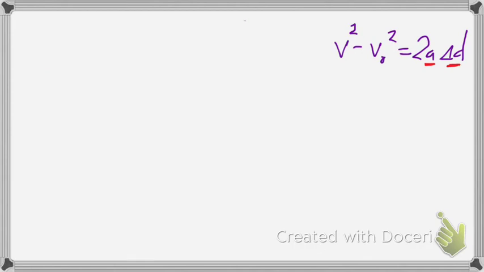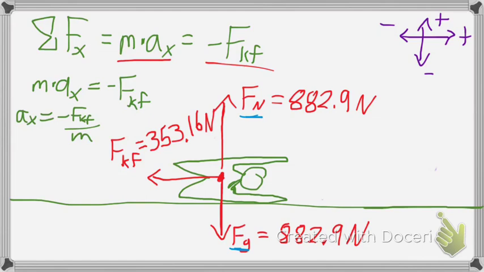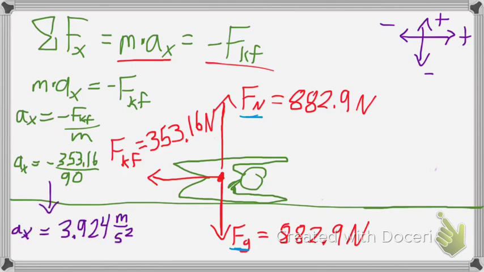Now, I don't know distance, that's what I'm solving for, and I don't know acceleration. So what can I do about that? Ooh, how about this? I know that mass times acceleration in the x direction, which in this case is the only acceleration, is equal to negative force of kinetic friction. And I know the value of force of kinetic friction, and I know his mass. Hot dog. So I can just set up my equation here, solve for my unknown, and then plug in my values. I end up with 353.16 over 90 in the negative direction, which comes to negative 3.924 meters per second squared.